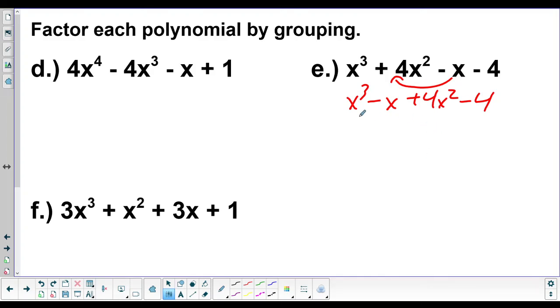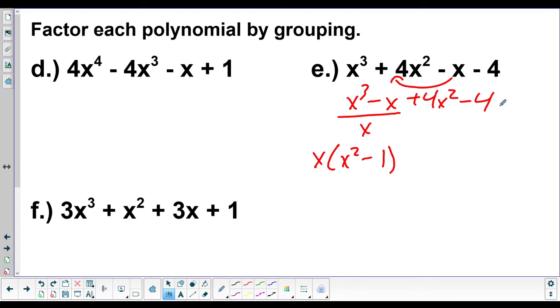All right. Now, we can do the same grouping stuff. What do these first two have in common? They both have an x. So we had 3 x's. We took 1 out. There's 2 left. We had minus x divided by x is 1.